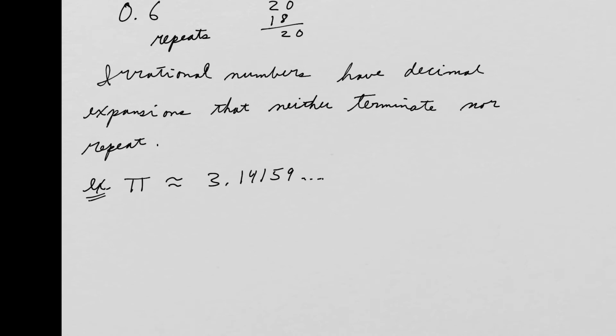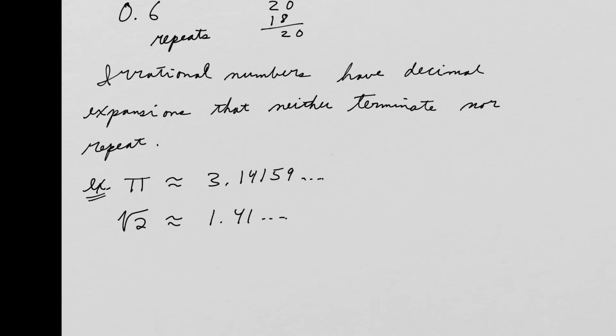Another example would be something like square root of 2, as long as it isn't a perfect square, like square root of 16 would be 4. That's just a whole number, right? That's a rational number. Square root of 2, in this case, is not. It starts off around 1.41, dot, dot, dot, and it never ends, and it never repeats. So that would also be irrational.